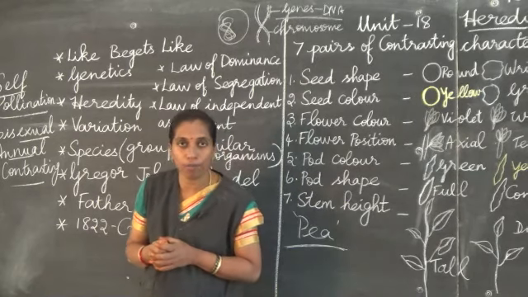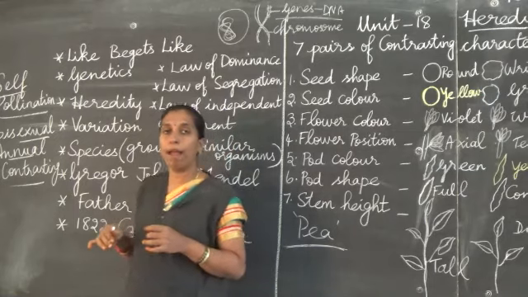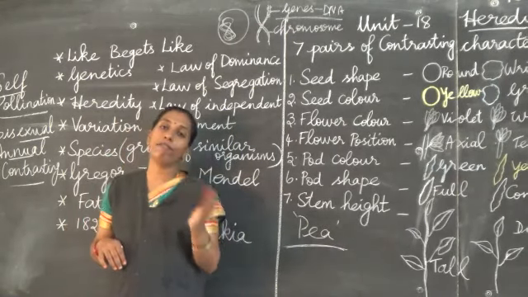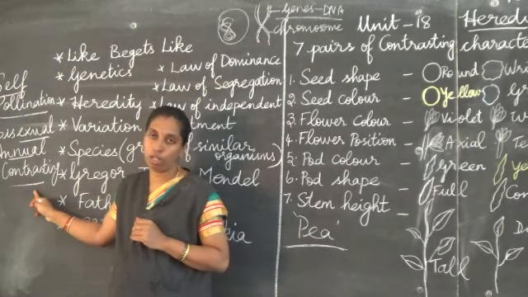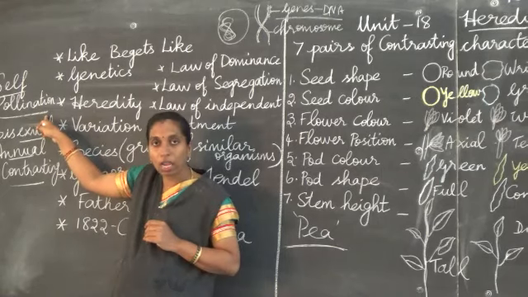Cross-pollination means transfer of pollen grains from the anther to the stigma of a different flower of the same plant or a different plant. So first I will repeat once again what is pollination.